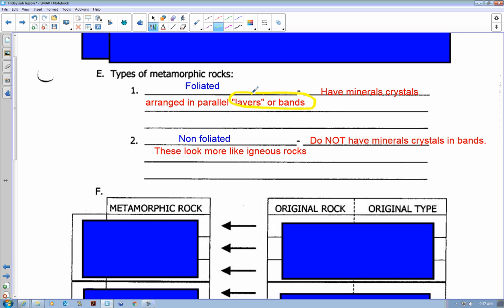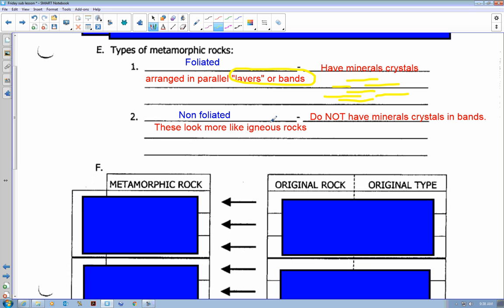And also, layers is in quotations because they're not truly layers. Only sedimentary rocks have layers. But these are rocks that are going to develop some kind of mineral growth that's going to be sort of aligned, so that if all the minerals are growing in this direction, they all are sort of parallel to one another, and that produces an overall striping, banding pattern on those rocks.